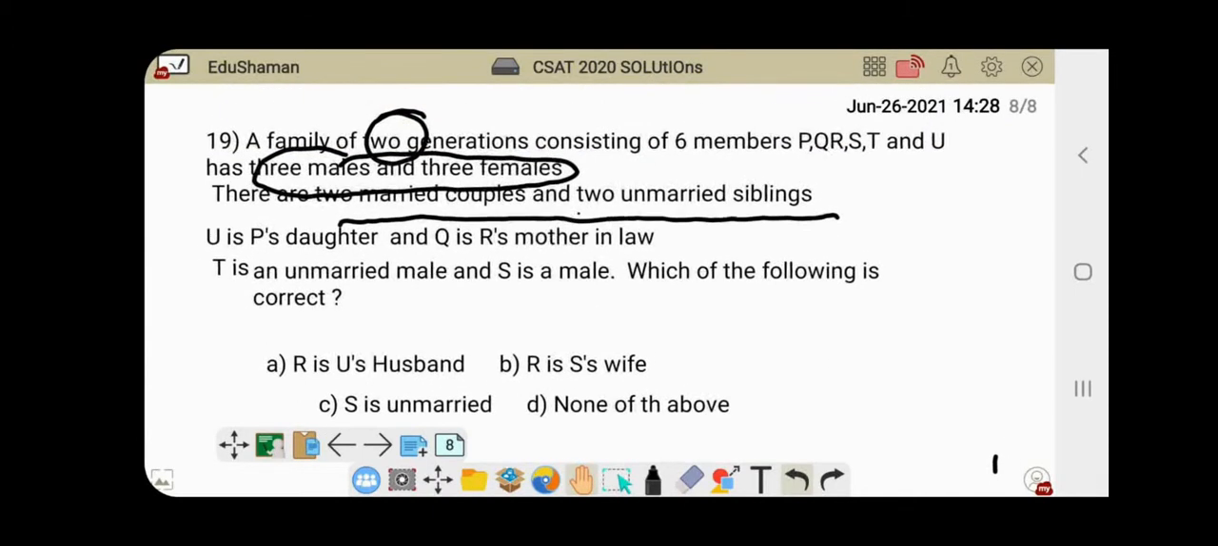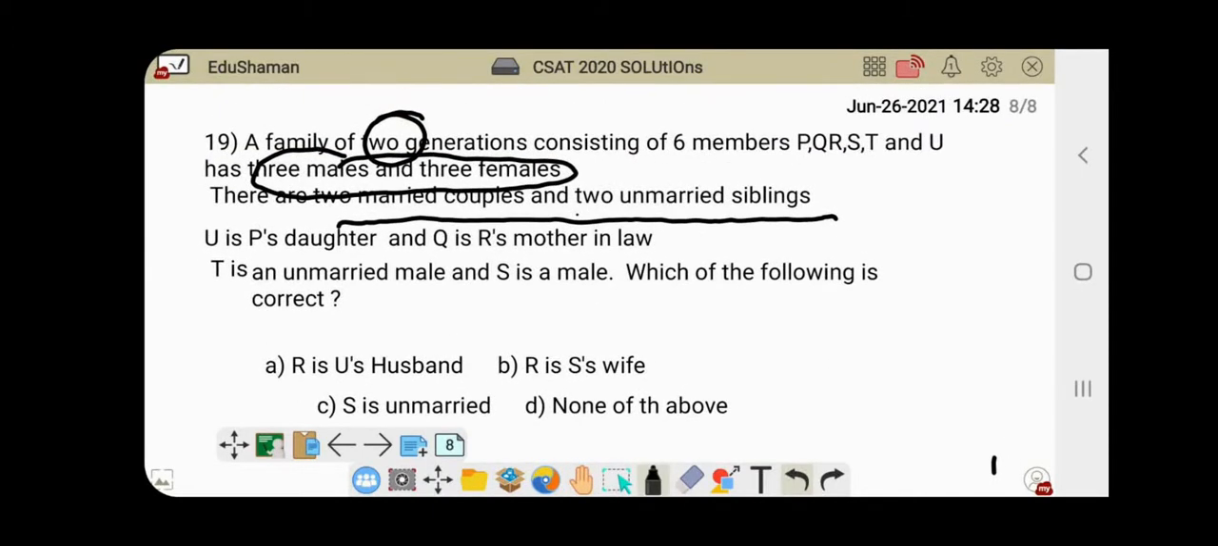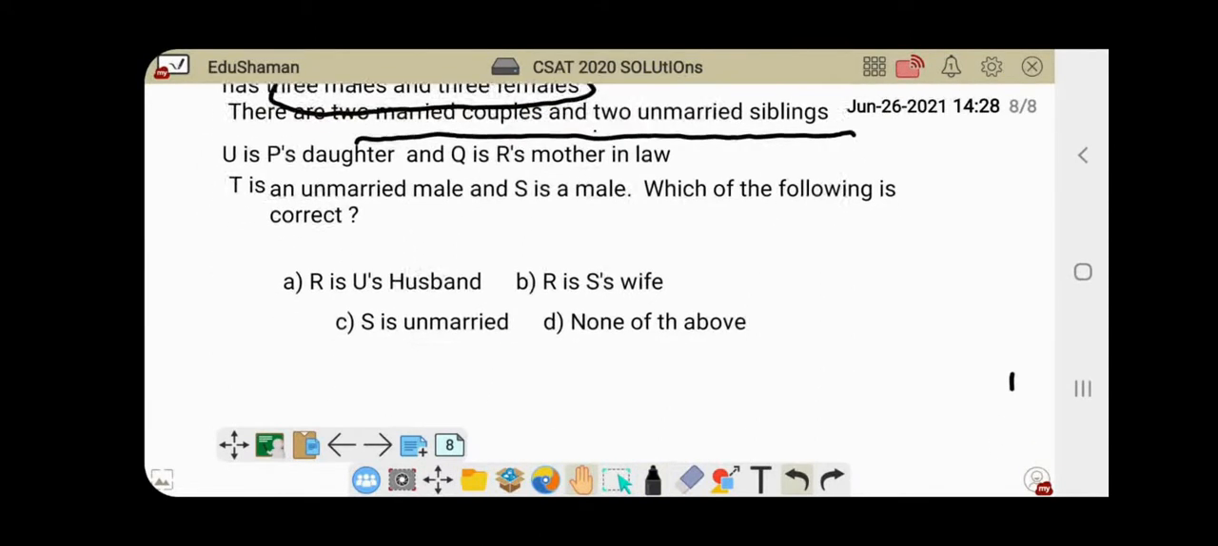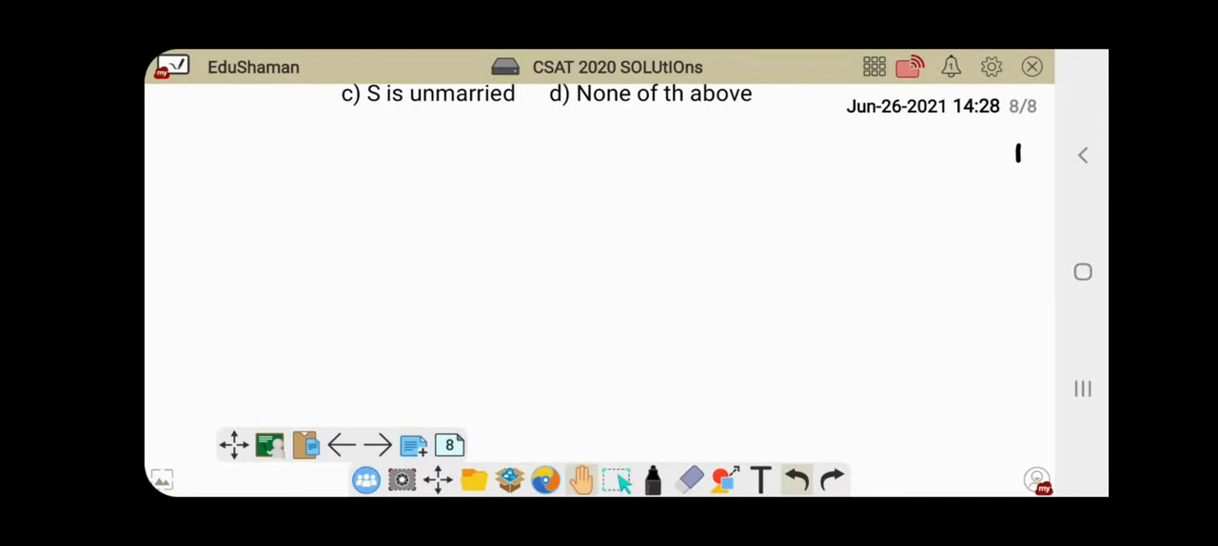So what we need to remember here is that this family has 2 generations. Okay, 3 males and 3 females, 2 married couples and 2 unmarried siblings. So if I have to write it down over here, let's work out the equations. Look at all the statements they say.